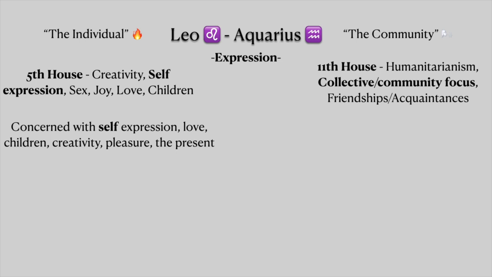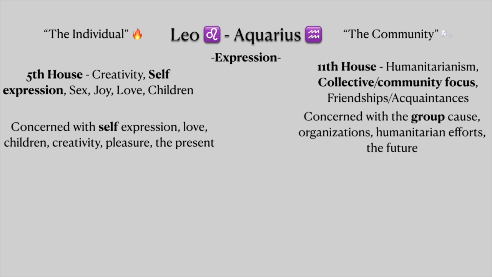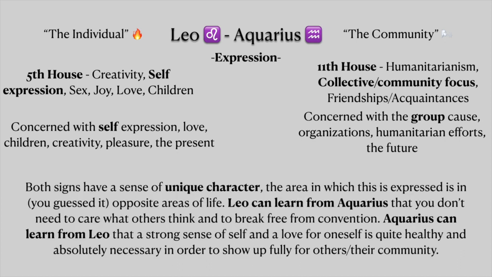Aquarius rules the 11th house of humanitarianism, the collective and community focus, friendships, and acquaintances. Aquarius is concerned with the group cause, organizations, humanitarian efforts, and the future. Both signs have a sense of unique character. The area in which this is expressed is, you guessed it, opposite areas of life.